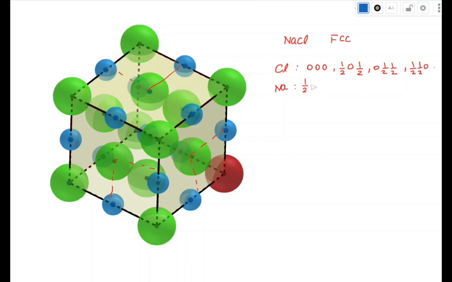Sodium, on the other hand, the position for the original one is half, half, half. Once you shift the sodium chloride on the x-axis only half, you will get 0. And remember, 1 is a complete lattice, it means 0. So 1, 0, 1, 0 and so on. So 0 in this case here, half, half, or half, you shift it in the y-axis, 0, half, and half, half, 0.